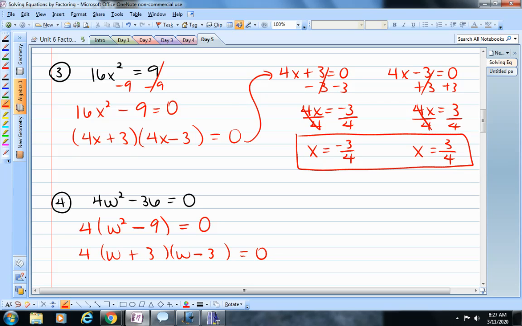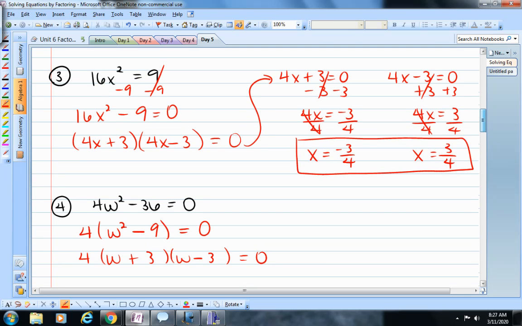Okay? So now, see if I have room down there. Nope, I gotta go up to top again. We set all 3 factors equal to 0. W plus 3 equals 0 and W minus 3 equals 0. Now y'all, 4 equals 0. Is there a variable there? No. And does 4 equal 0 either? No. So if it doesn't have a variable because it was a GCF and it doesn't have a variable, you throw it out. Now, you don't throw all GCFs out, just the ones that don't have variables.